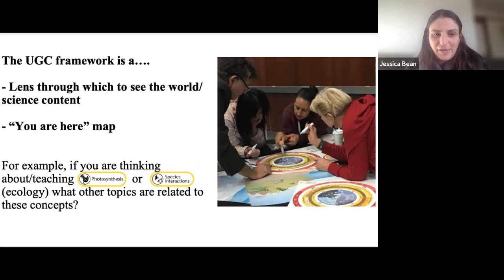So for example, if you're teaching about photosynthesis or species interactions, what are the other topics and things you want to connect to that? How do you make climate change a part of that discussion and exploration, right? Instead of just teaching photosynthesis as a process, or just teaching about ecological interactions, but not connecting it back to how ecological interactions change over time, or what might affect changes in both photosynthesis and ecosystems.